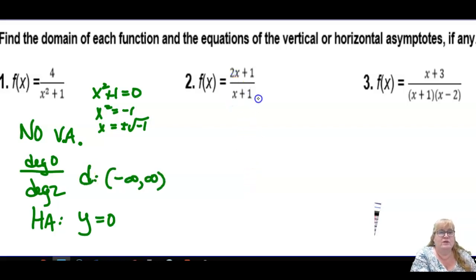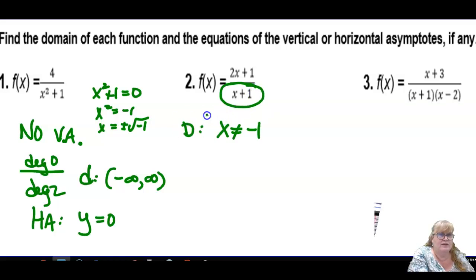All right, this one. Can we factor that 2 out of the top? The answer is no. If we set the top equal to 0, we'd get -1/2. But x cannot equal -1. There's our domain. It's all real numbers, except x cannot equal -1. If you just write x cannot equal -1, I'll count it. It's fine.